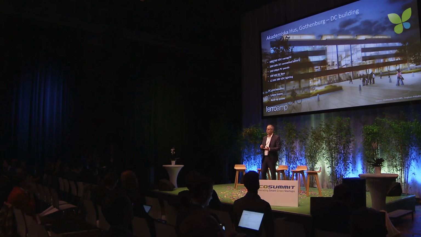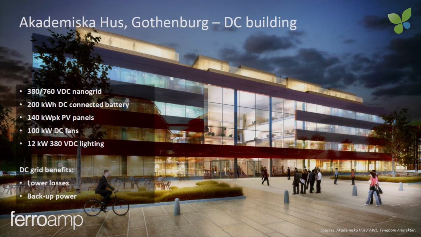Here's another case. This is the world's biggest DC-powered office building in Gothenburg. They have solar panels, they have batteries, they have the entire HVAC system, 1,500 light points. Everything is connected using our DC infrastructure. Benefits here are lower conversion losses and inherent backup capability of DC grids.